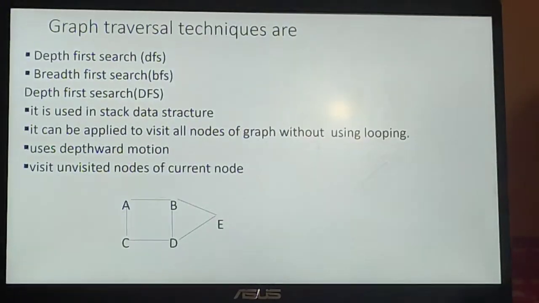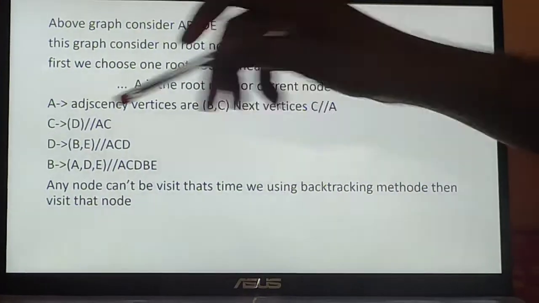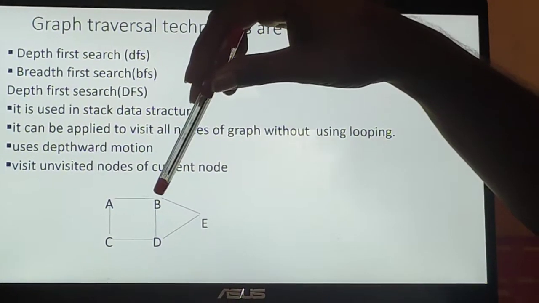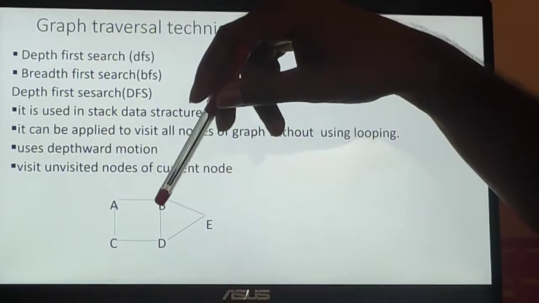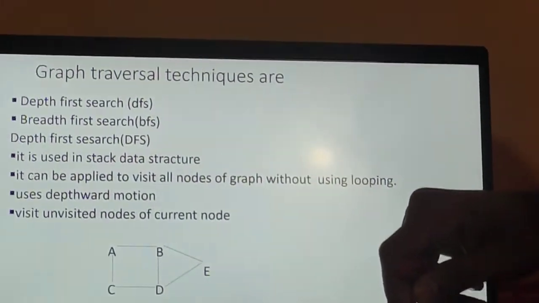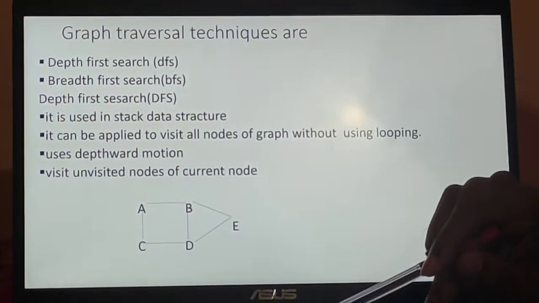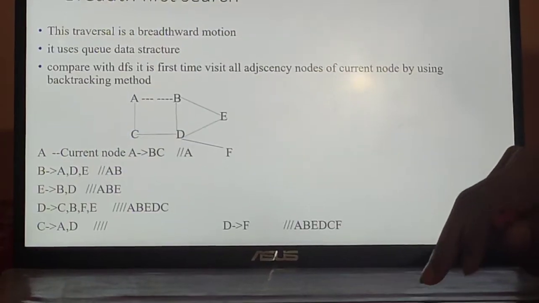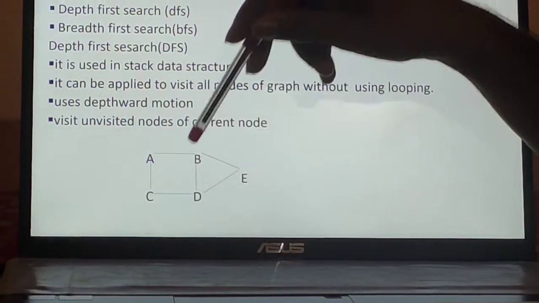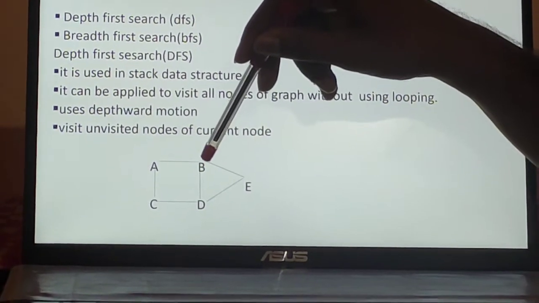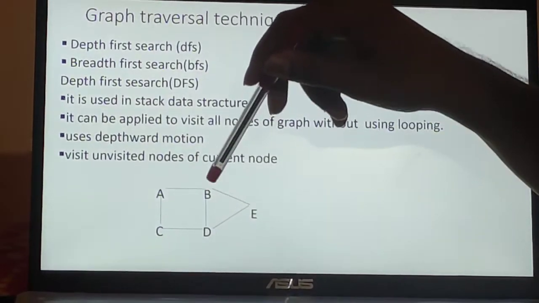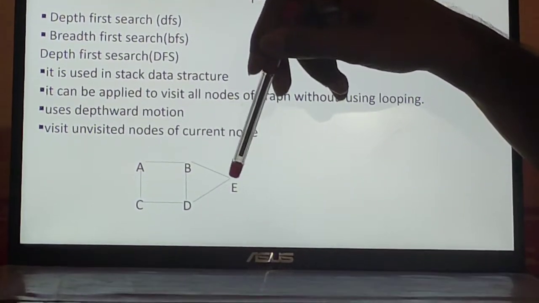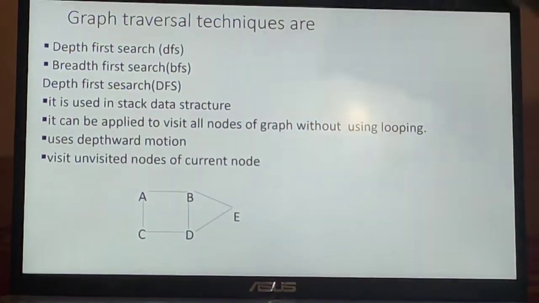Then D is another current node. It contains B, E and C as its adjacent nodes. Then from D, I choose the next neighbor node, B. Then B is the next current node. B's adjacent vertices are A and D.